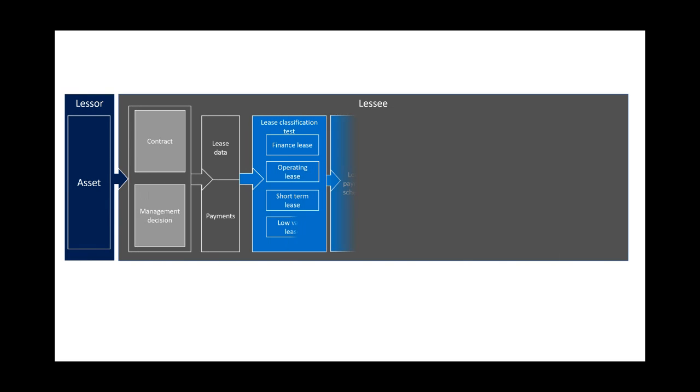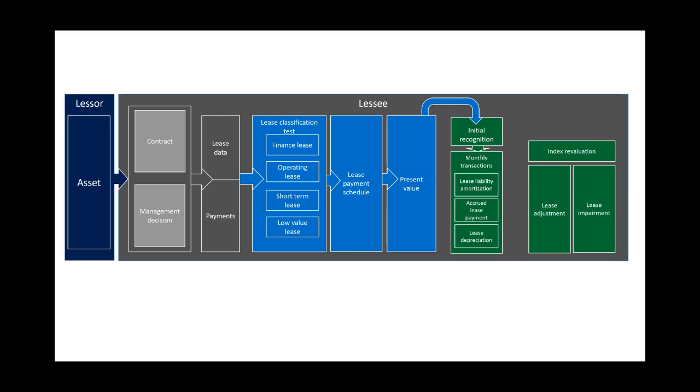Moving on to the process itself, as we spoke, we have the lessor, then we have an agreement between the lessor, who owns the asset, and the lessee, who identifies or captures the lease data and the payment, and runs the classification test. Then we have the payment schedule. In the payment schedule, we have the present value. Then we kick off the lease transaction by posting the initial recognition.